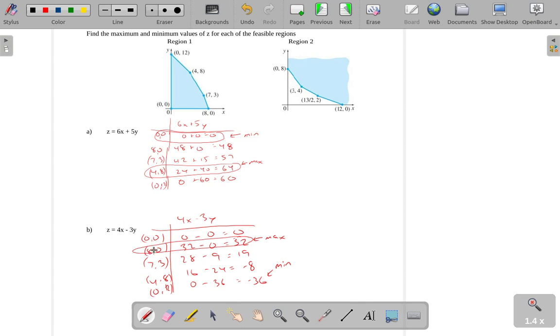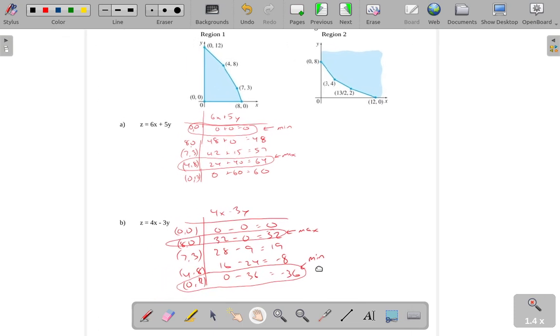So we achieved a maximum result at the point 8, 0. A maximum result there was 32. We achieved the minimum result at the point 0, 12, with a z value of -36.